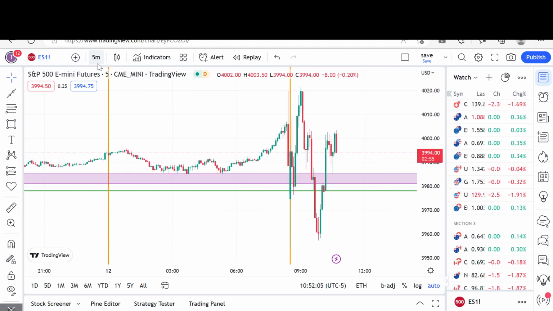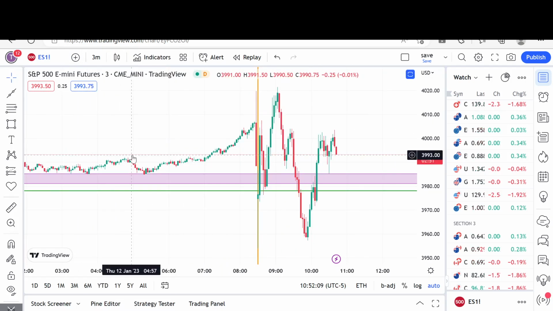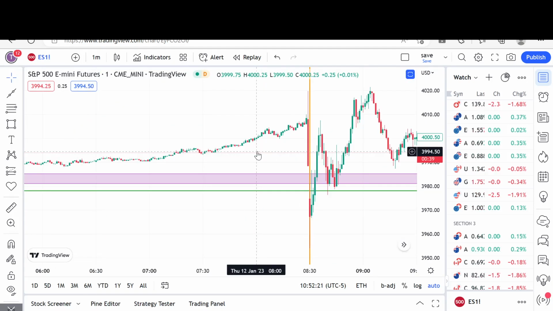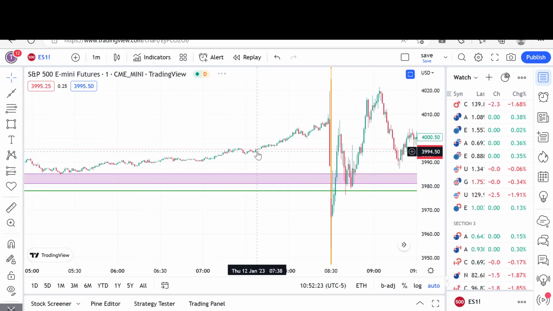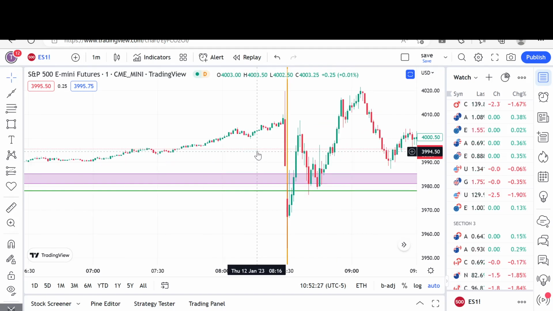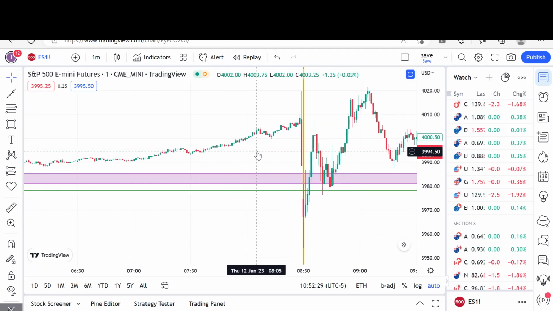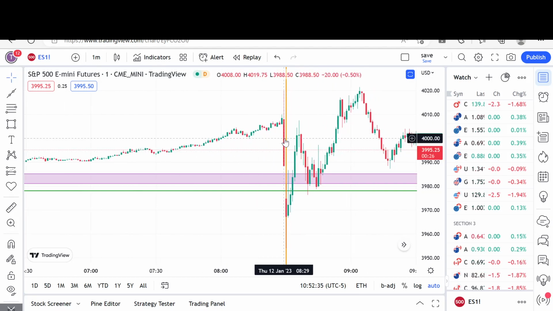We didn't have that entry on the 5-minute. We didn't have that entry there. Let's see, 1 minute. I think it was there. Yep, there you go. I mean, picture perfect. So look at this. You did get your confirmation on the 1 minute chart this morning on ES for a bullish buy setup. So again, this is 8:30 right here.